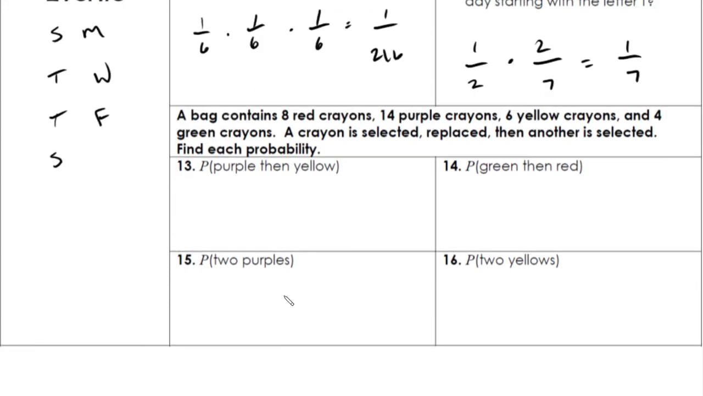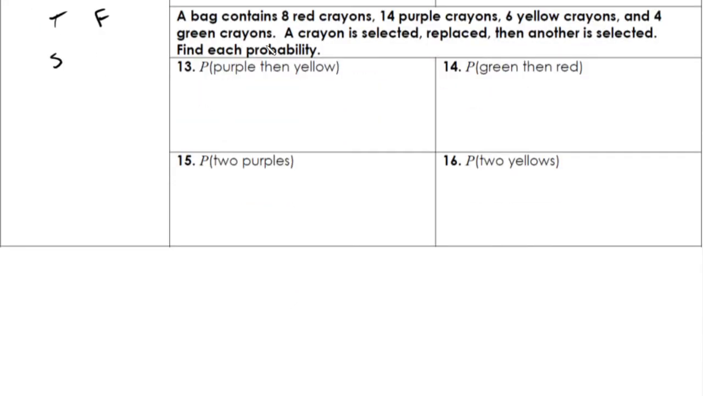Next up, getting closer to finishing this. A bag of crayons contains 8 red ones, 14 purple ones, 6 yellow ones, and 4 green ones. Just to add those up right now, 8 plus 14 plus 6 plus 4 is 32. It's going to be important.